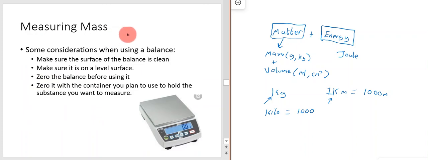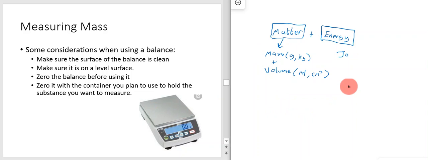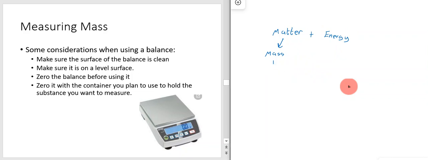So some of the things to take into account when you are measuring mass. Make sure that the surface of the balance is clean before you start to use the balance. If it's not clean, you are going to introduce inaccuracies to your measurement. Make sure that the balance is on a level surface. Sometimes some surfaces in the lab might not be that level, so just make sure that it's level.